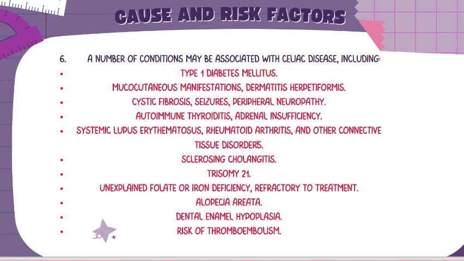Number 6, a number of conditions may be associated with celiac disease, including type 1 diabetes mellitus, mucocutaneous manifestations, dermatitis herpetiformis, cystic fibrosis, seizures, peripheral neuropathy, autoimmune thyroiditis, adrenal insufficiency, systemic lupus erythematosus, rheumatoid arthritis, and other connective tissue disorders, sclerosing cholangitis, trisomy 21, unexplained folate or iron deficiency refractory to treatment, alopecia areata, dental enamel hypoplasia, and risk of thromboembolism.